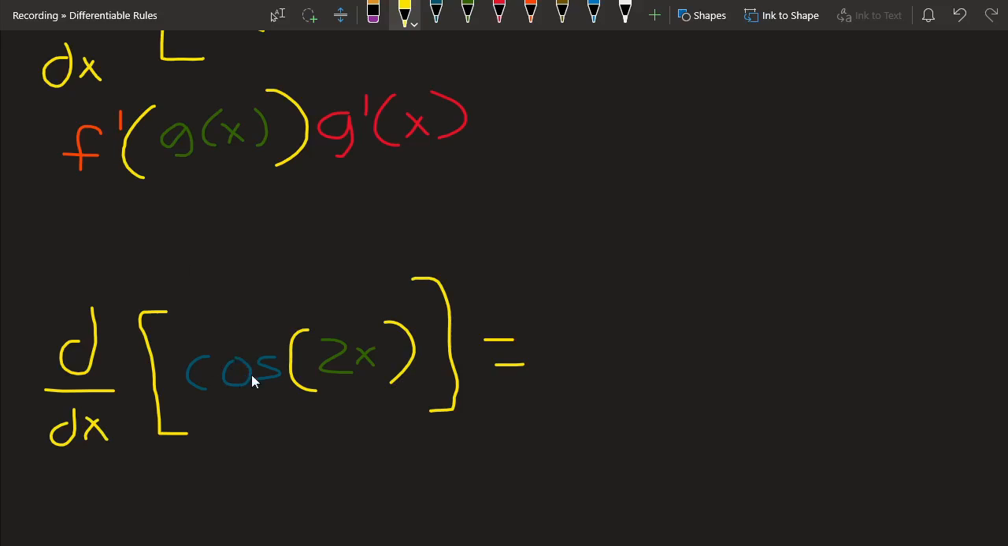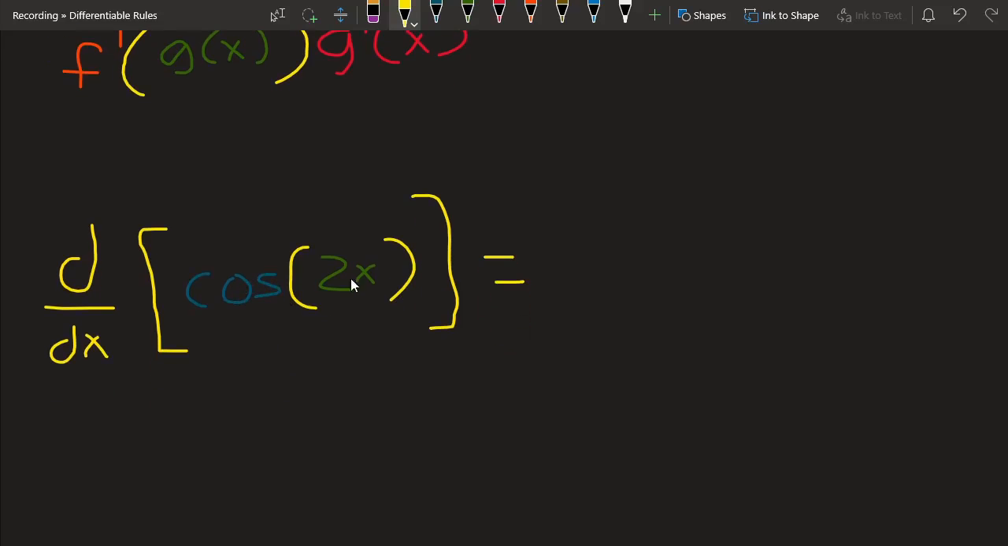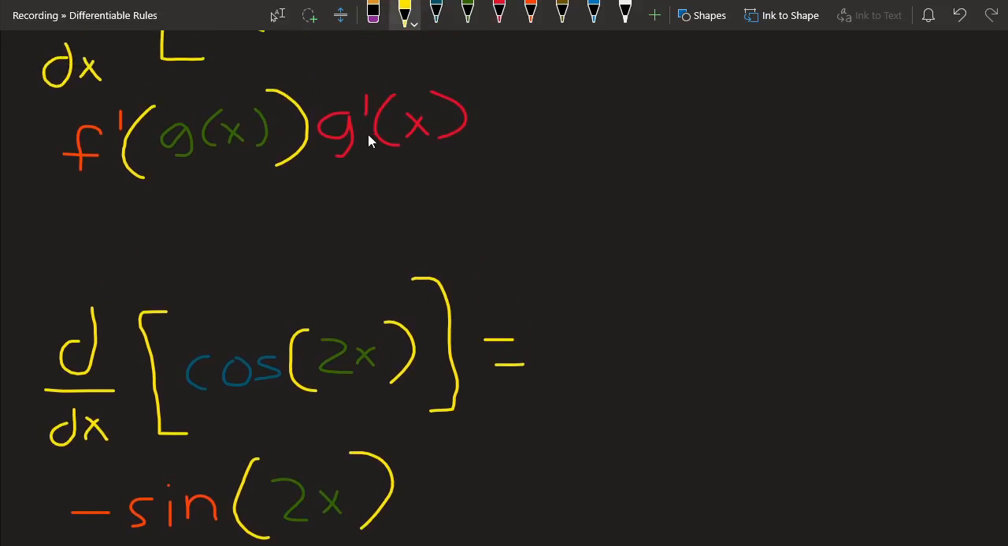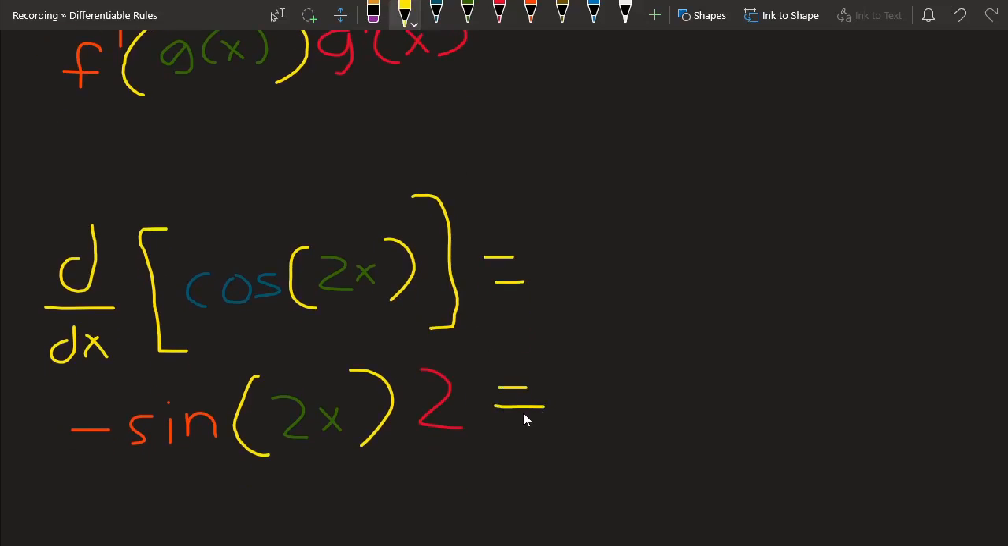So f of x in this case is cosine, and then g of x is 2x. So f prime of cosine, also known as the derivative of cosine, would just be negative sine. So negative sine, and then the next part of our formula is g of x. So g of x in this case is 2x. And then our next part would be g prime of x. So the derivative of 2x is 2. So then 2.